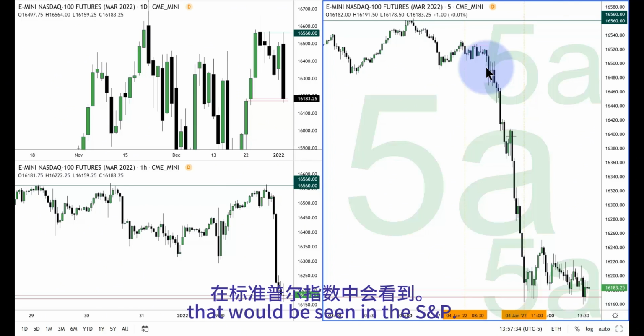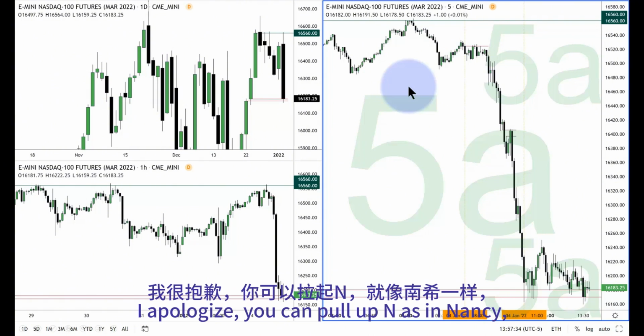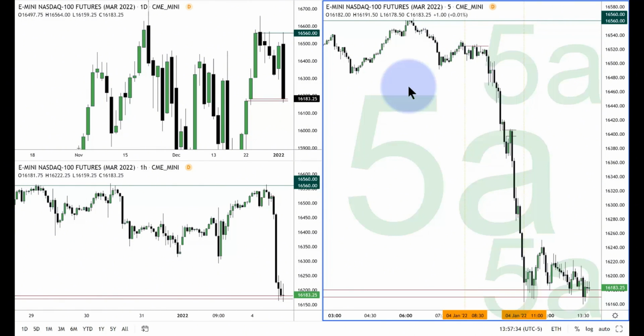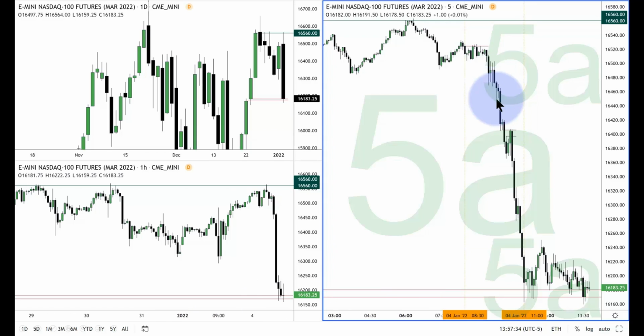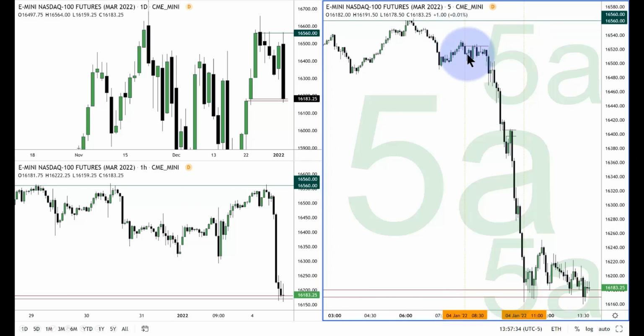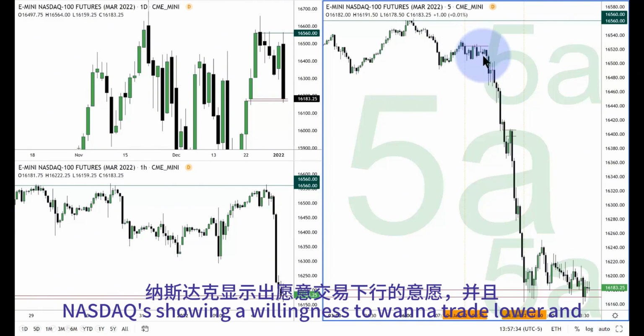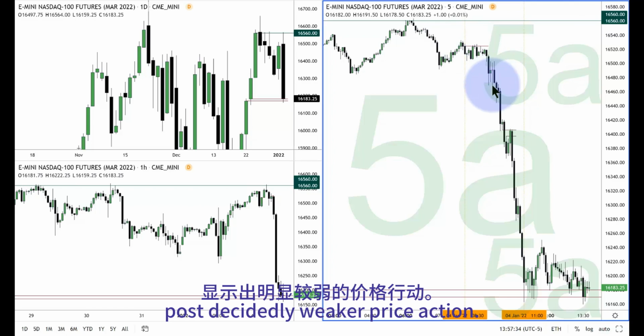Now, to get this chart, I failed to mention it earlier, I apologize. You can pull up N as in Nancy, Q, H, 2022, and you'll get this symbol here, okay? But we have a break in market structure there going into the 8:30 to 11 o'clock hour or time window. NASDAQ is showing a willingness to trade lower and post decidedly weaker price action.